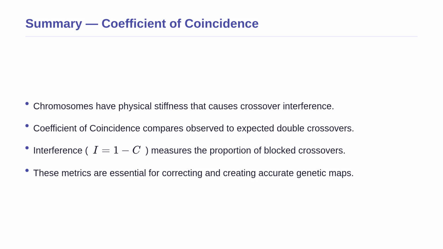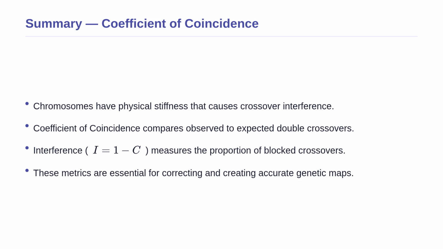We have covered a lot of ground today, so let us summarize the key takeaways. First, always remember the stiff rope analogy. Chromosomes have physical mechanical limits, and one crossover physically interferes with another nearby. Second, the coefficient of coincidence is the vital bridge between abstract mathematical probability and physical biological reality, allowing us to compare observed double crossovers to expected ones.